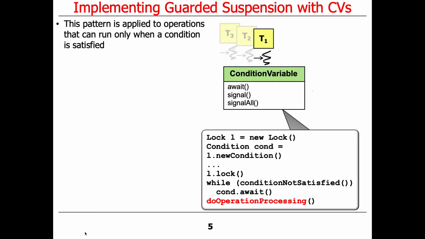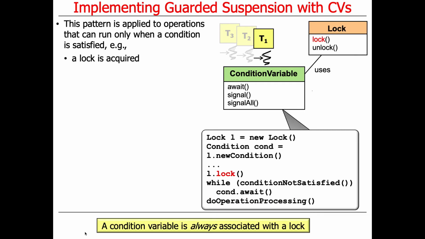This pattern can be applied to operations that can only run when a given condition is satisfied. So we want to be able to run some operation, but only when a condition is actually satisfied. So the way it's going to work is we're going to have to acquire a lock, first thing you do, and that implies that a condition variable is always associated with a lock. So a lock and a condition variable always go hand in hand. And we'll talk more about how that works in Java, where you use a particular factory method to make that association.